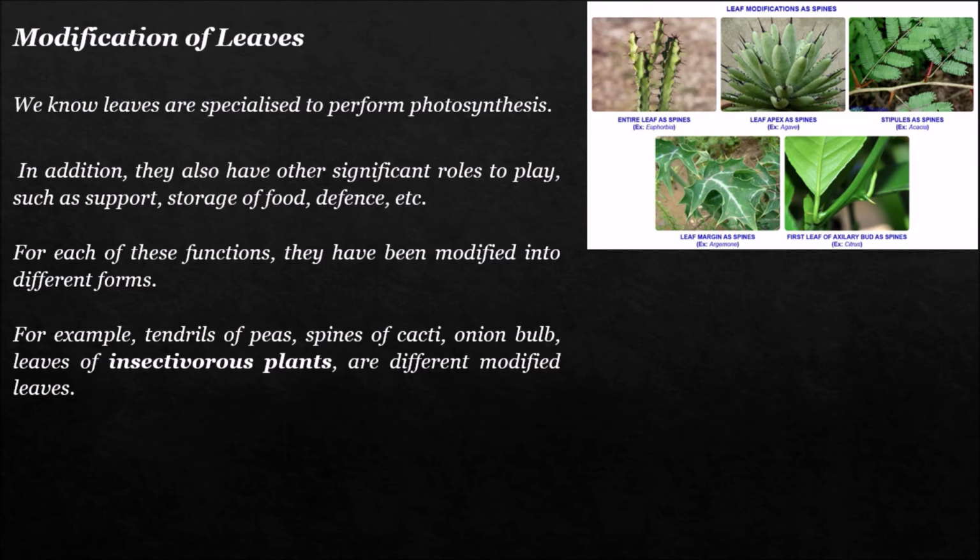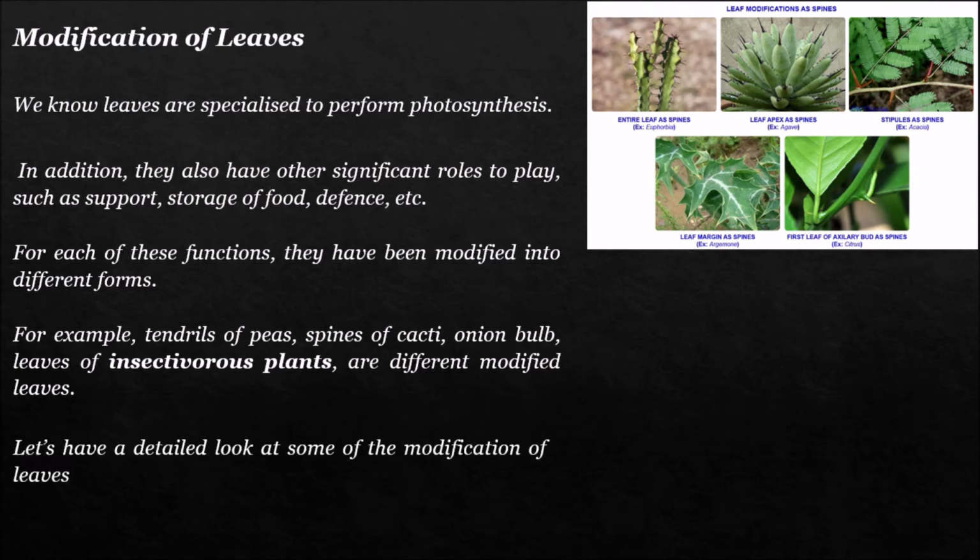So what are the examples we can talk about for the modifications of leaves? Tendrils of pea, spines of cacti, onion bulb, leaves of insectivorous plants. All these are examples of different modified leaves. And so let's have a detailed look at some of the modifications of leaves. Not only the examples which I have given, there is some detailed information given here. So we will see one by one.